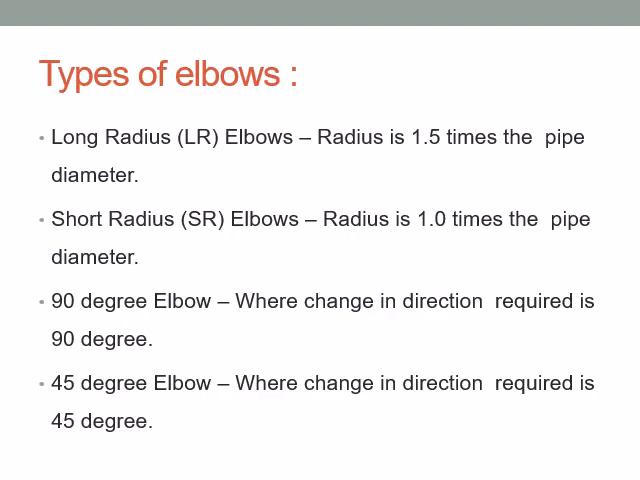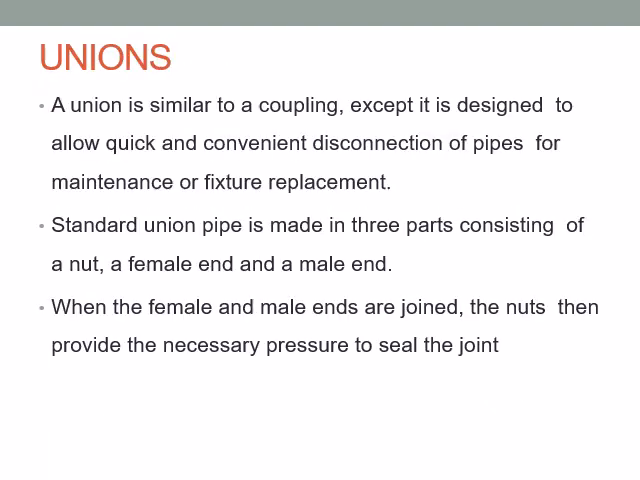Next is about the types of elbows. It is of four types. The first one is the long radius, LR elbow, where the radius is 1.5 times the pipe diameter. The other one is the short radius, SR elbow, whose radius is 1 times the pipe diameter. The third one is the 90° elbow, where the change in direction required is 90°. Then the 45° elbow, where the change in direction required is about 45°. So these are the types of elbows.